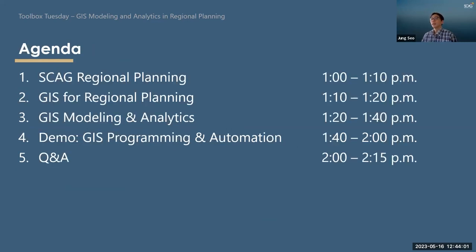So here is today's Toolbox Tuesday session agenda. Today we will share with you some background information about SCAG, who we are and what we do. And then we will go over the key GIS functions in regional planning, highlighting some key GIS products that SCAG developed for its regional planning process. Then my colleague, Mengdi Li, will share with you about SCAG's GIS modeling and analytics methods and techniques. And also she will explain how SCAG staff have leveraged ArcGIS with GIS programming skills for our GIS data development and spatial analysis and workflow automation, and also data visualization.